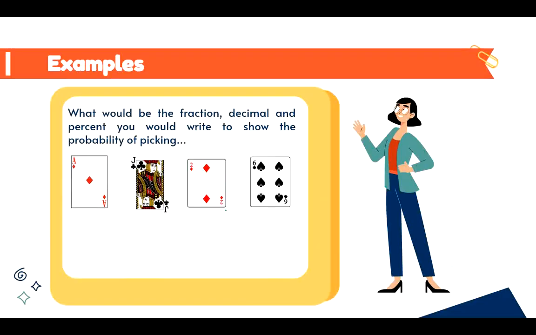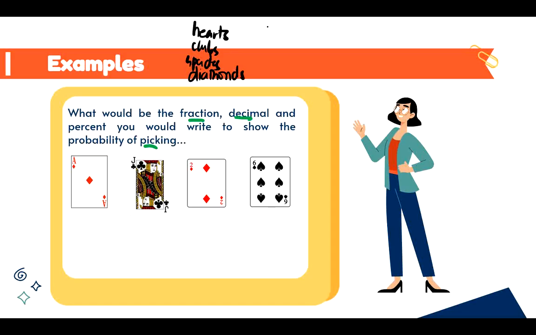Okay? So, example: what would be the fraction, decimal, and percent you would write to show the probability of picking a card in a deck of cards? First, let's review what is in a deck of cards. There are types of cards: hearts, clubs, spades, and diamonds.